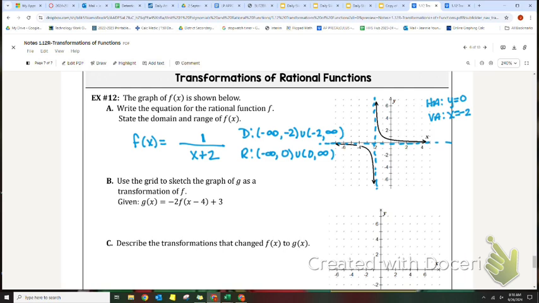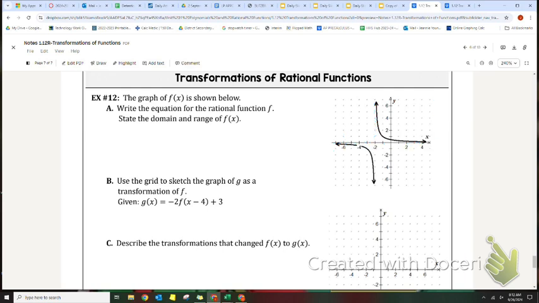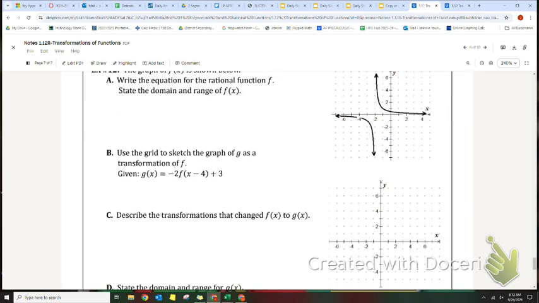Oh man, I should have scooted that up a little bit. Let me do that. All right. So I'm going to pull a few points off of this graph. For one thing, we said we had a vertical asymptote at x equals -2, and we had said we had a horizontal asymptote at y equals 0. I'm going to need those. And then I'm going to pick a couple points.